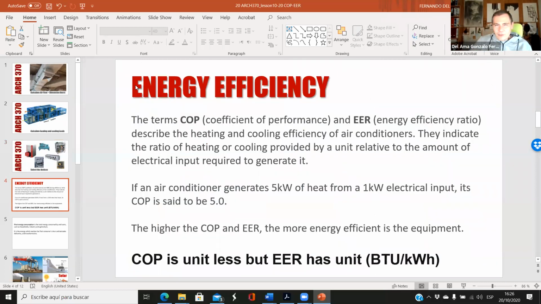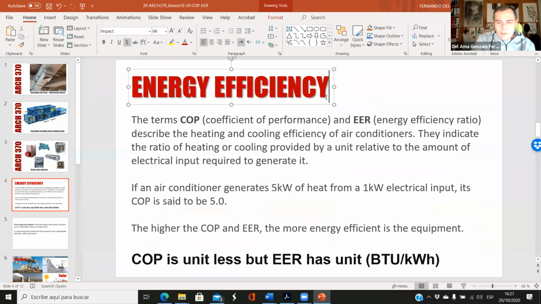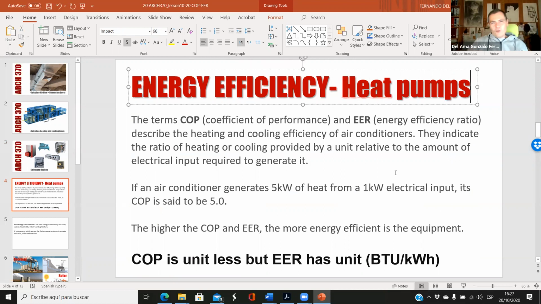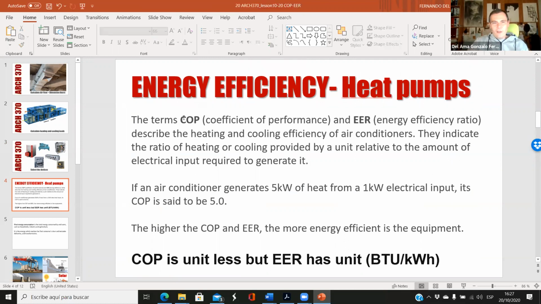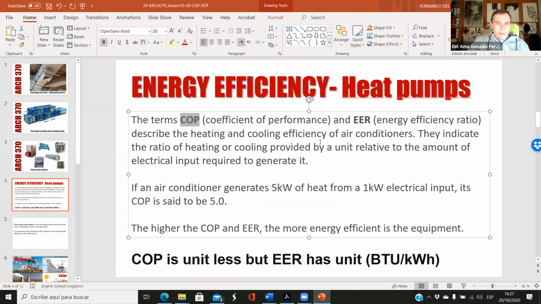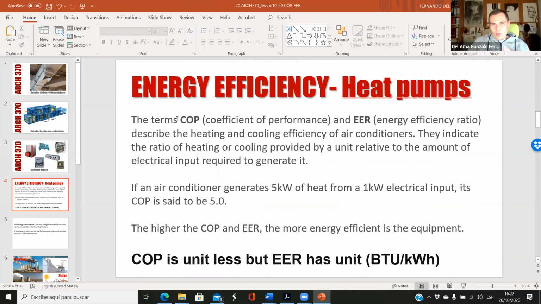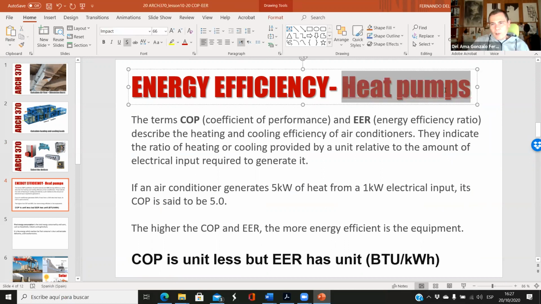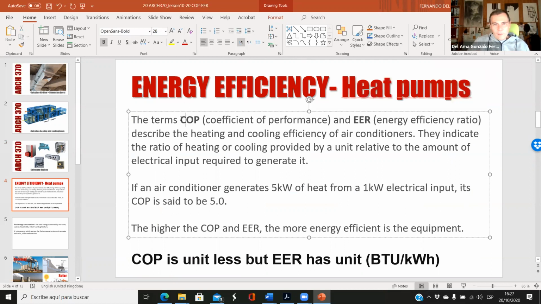Okay, so this is the energy efficiency for heat pumps. We are not talking about this concept for boilers, either pellet boilers or gas boilers. We're not talking about these two concepts. But when we are talking about heat pumps that run on electricity, we need to become familiar with this.